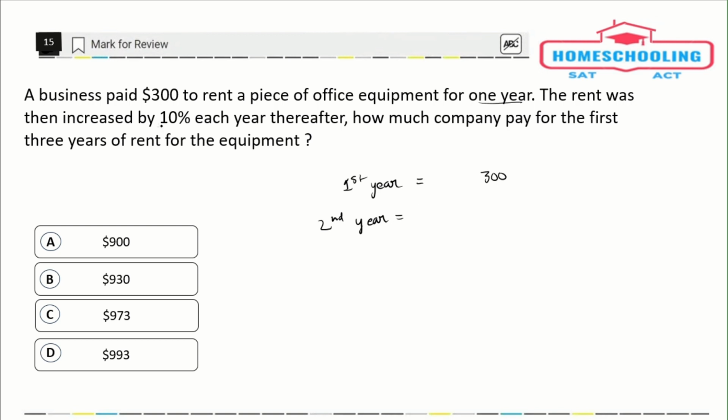Okay. Second year, it is increased by 10%. So 100 plus 10, that would be 110%. And last year the rent was how much? 300. So we can say that it is 1.1. So 1.1 into 300 would be how much? 330.